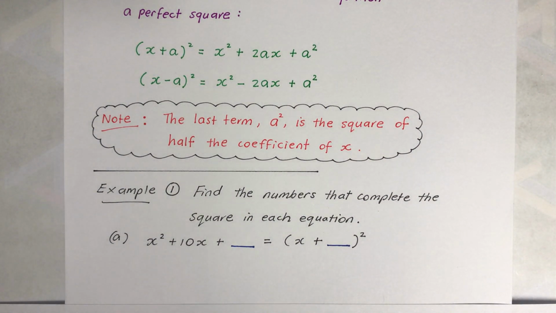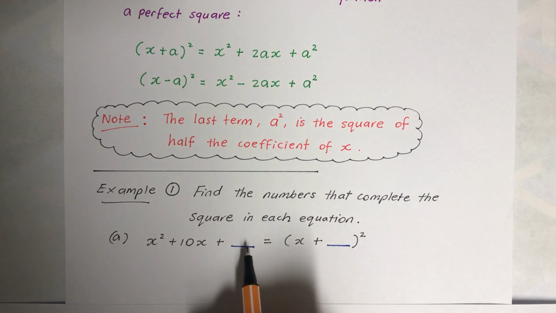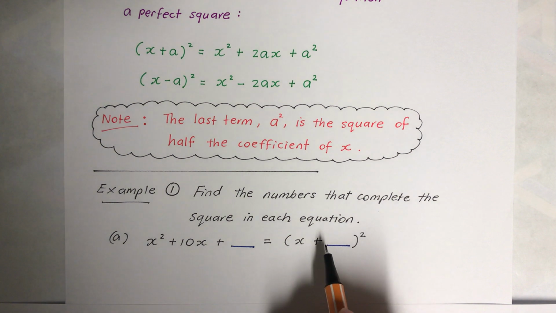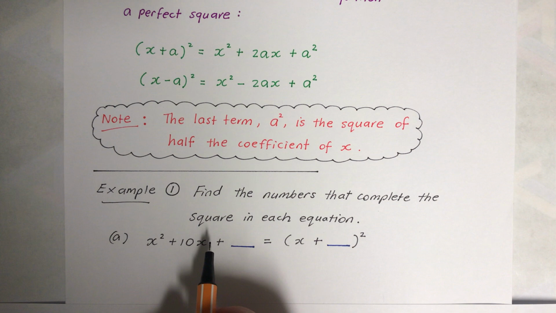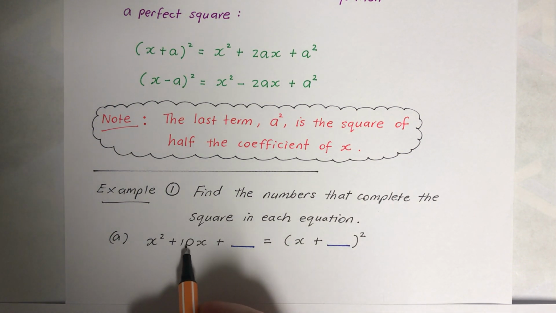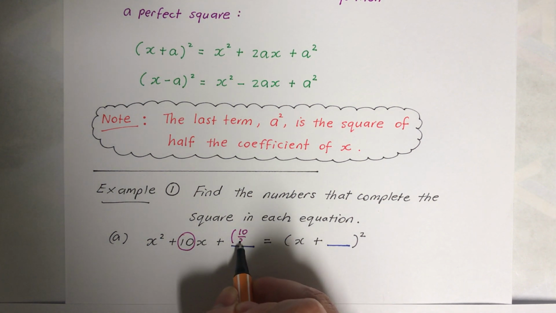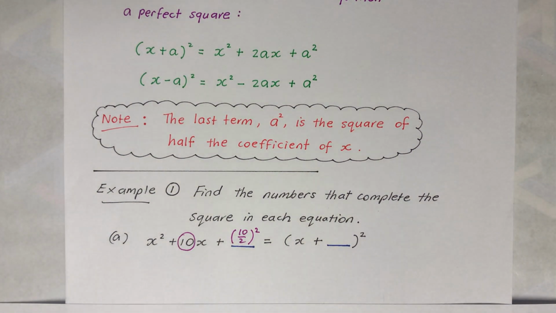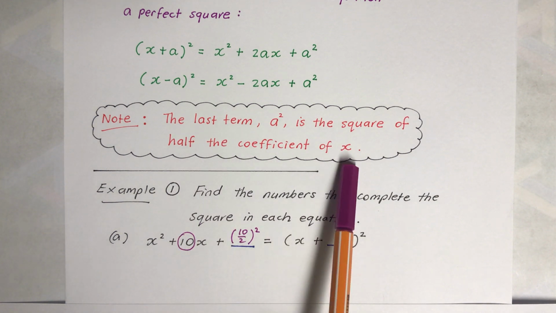Find the numbers that complete the square in each equation. So x squared plus 10x plus something, and it's going to turn into a perfect square. Now here it says the square of half the coefficient of x. Now what's the coefficient of x? It's 10. So I'm going to do half of that and I have to square it, isn't it? That's what it means.